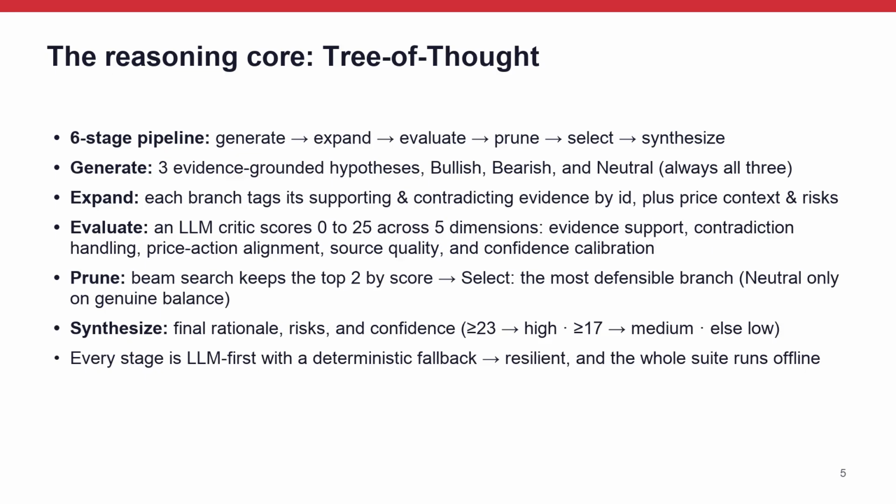Instead of read evidence, emit answer, the reasoner runs a small tree of thought. It generates three competing branches, bullish, bearish, and neutral, and forces each to attach its supporting and contradicting evidence by ID. A critic scores them 0 to 25. I prune to the best two. That's the beam. Pick the most defensible and write it up. The whole point is to argue all three sides before committing, which is exactly the failure mode of linear reasoning.